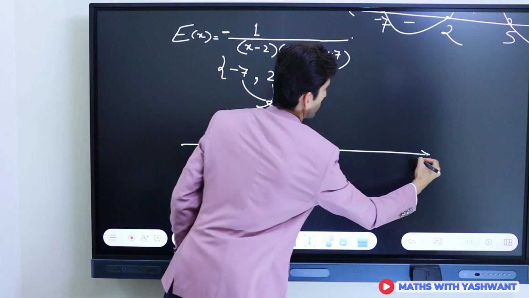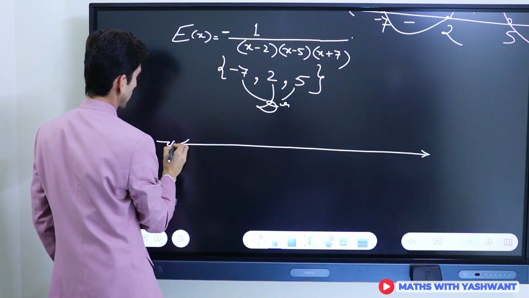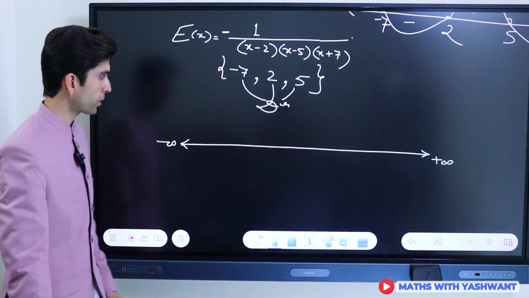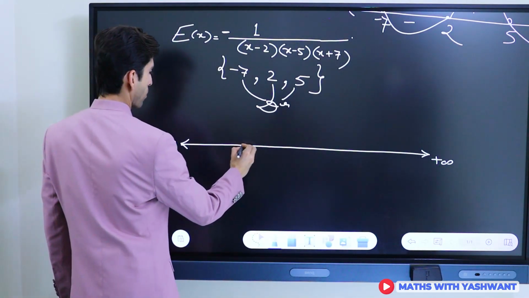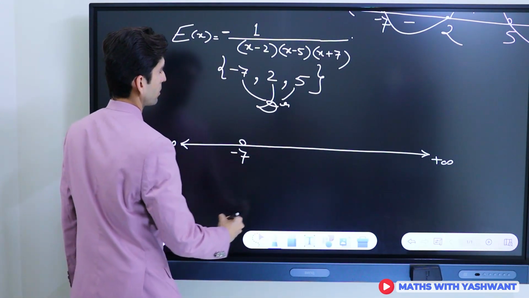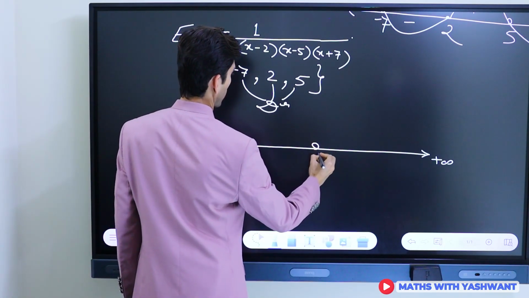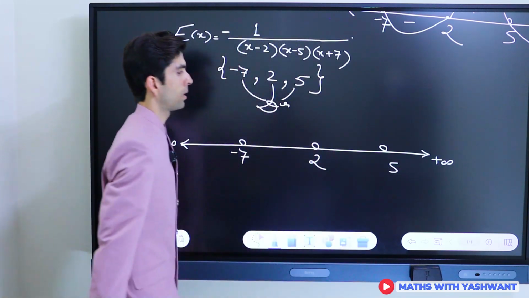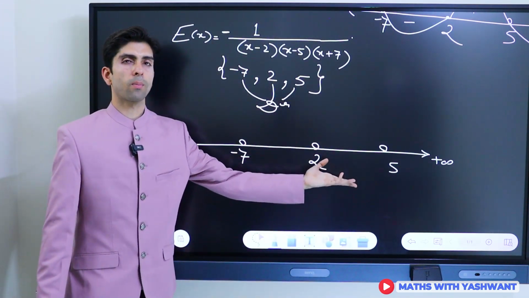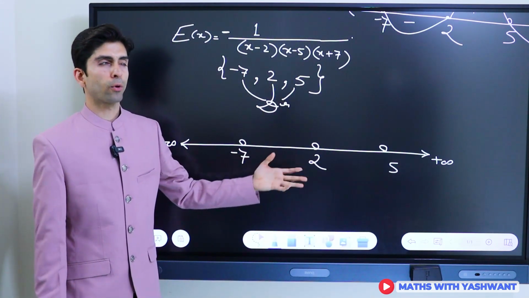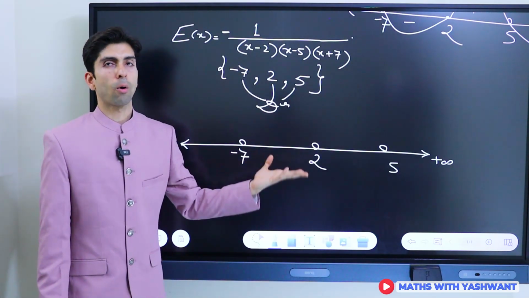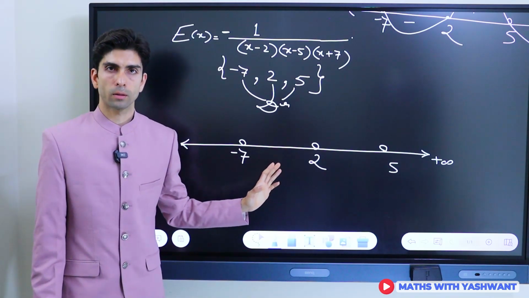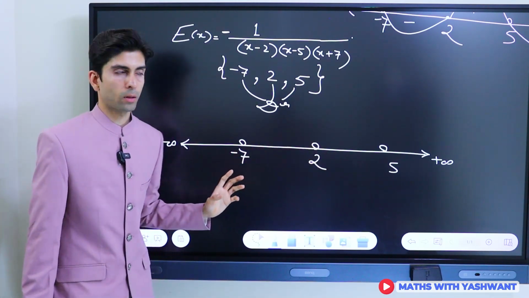So when we mark them on the number line, we have negative infinity here and positive infinity here. The number line runs from negative to positive infinity. We mark all these critical points on the number line, negative 7, positive 2 and positive 5, with an open circle, because for all these values of x, if you put them in the expression, the denominator will be 0, and the expression or the graph will not exist. So that's why we have open circles.